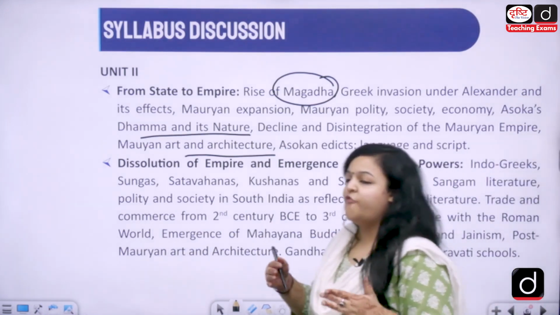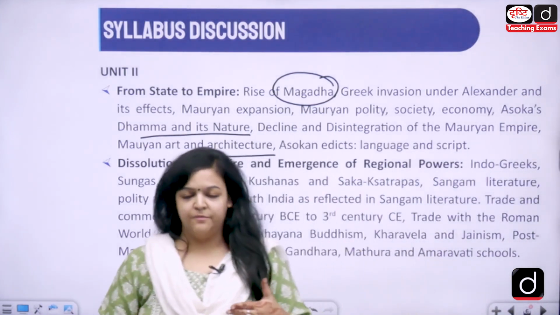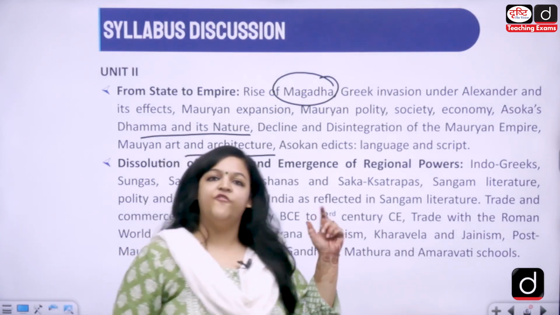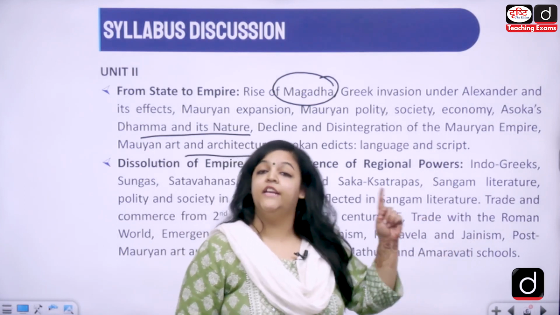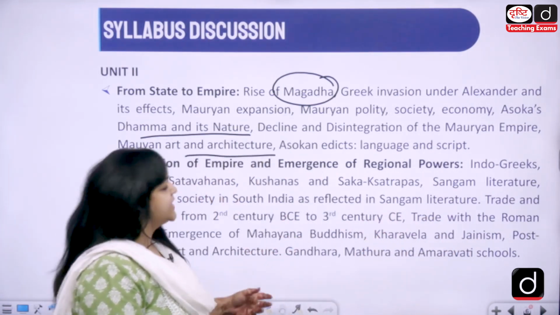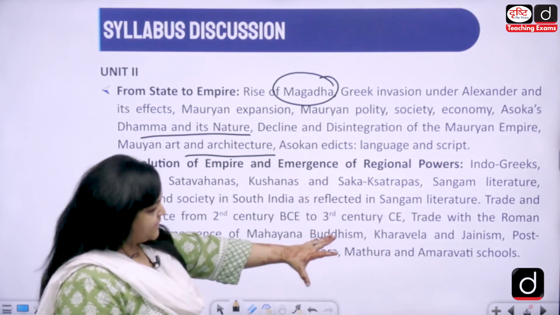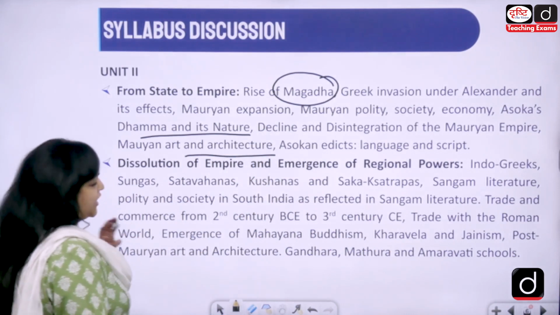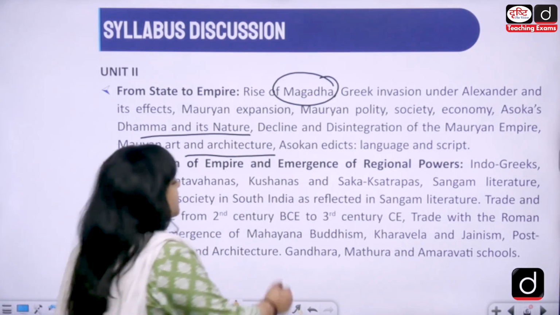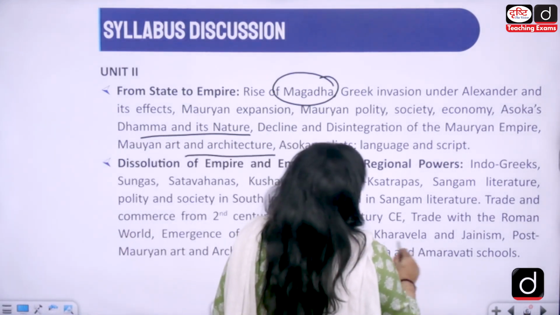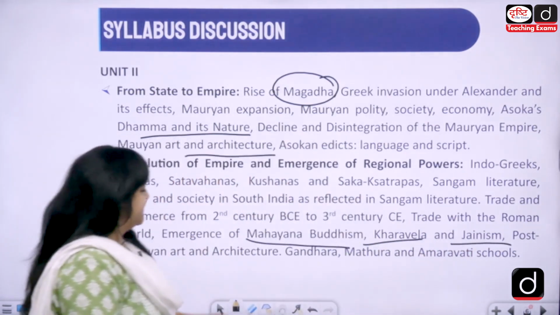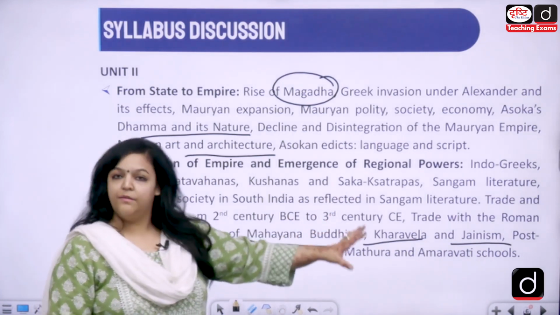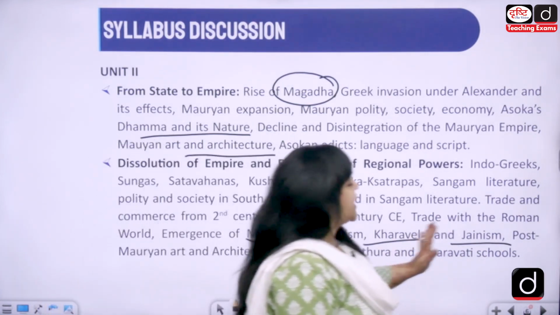Then we will be focusing on the administration, society, polity, economy, cultural aspects of all of these dynasties in an individual manner, right? Then here we have the trade aspect. We will be dealing with foreign trade as well. And in the cultural aspect, we will be dealing with Mahayana Buddhism, Kharavela and Jainism. And then we will also deal with art and architecture, Gandhara, Mathura and Amaravati schools. This is the cultural aspect.